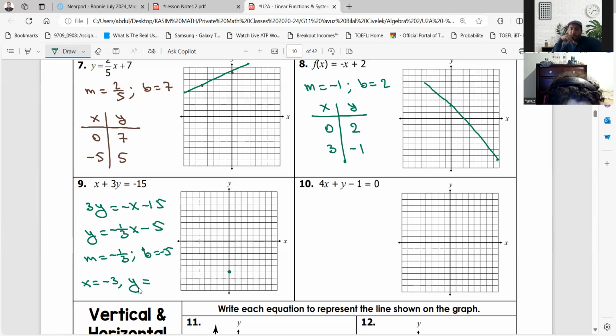x equals -3, the value of y. Negative 1 over 3 times negative 3 equals 1, right? 1 minus 5 is negative 4. So the second point is negative 3, negative 4: 1, 2, 3, and 1, 2, 3, 4. It is here. Now put your ruler on these 2 points and draw a straight line. So that will be the graph of this function. It's passing through these 2 points.